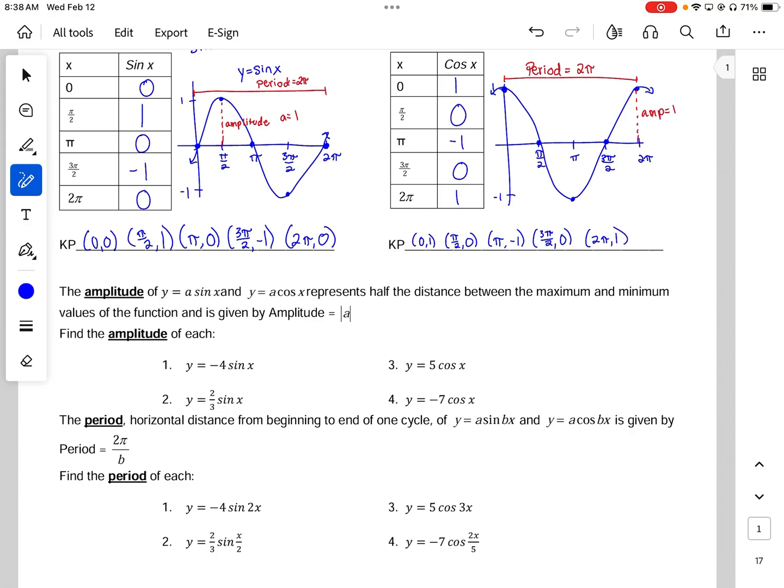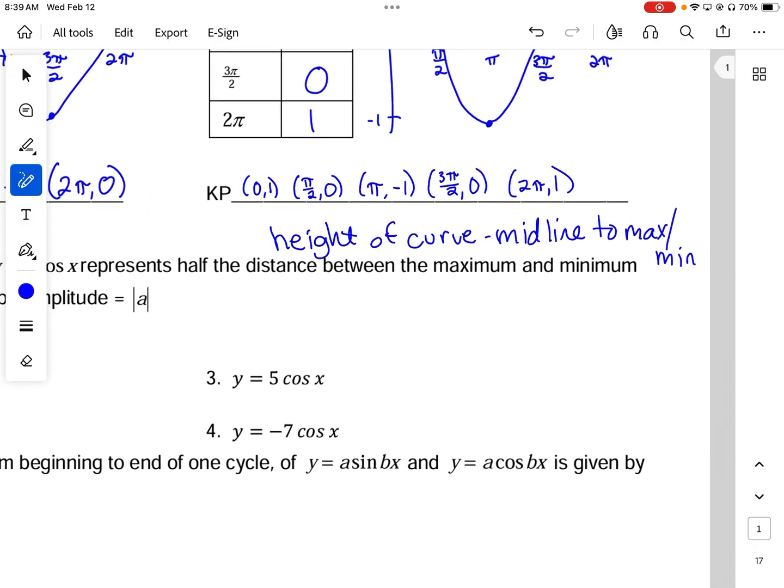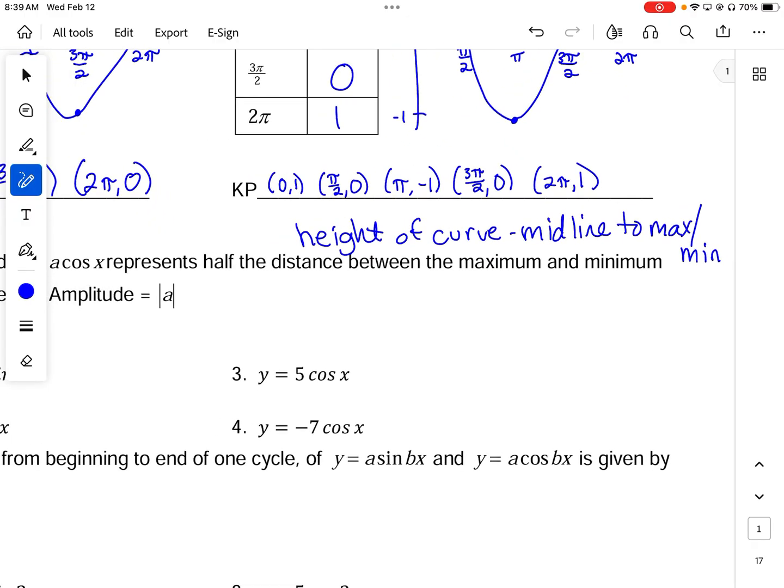So it is the height of the curve from midline up, if you want to write it in a different way. Height of curve, midline to max or min. And it's always going to be positive because we find it using the formula, which is absolute value of A. A is the number in front of your cosine or sine function.